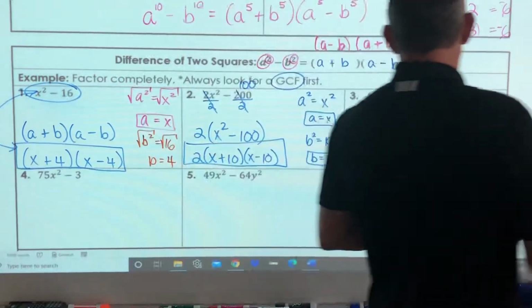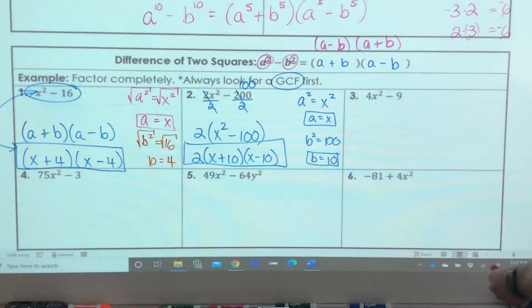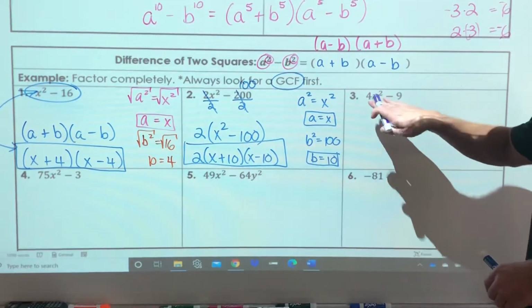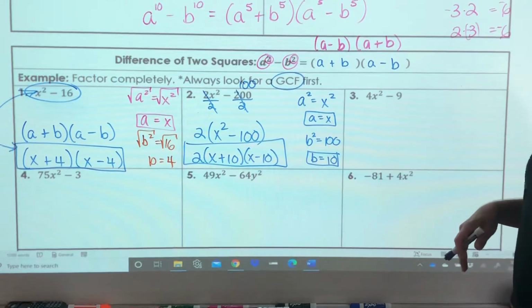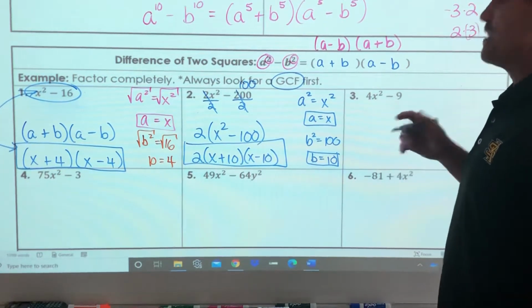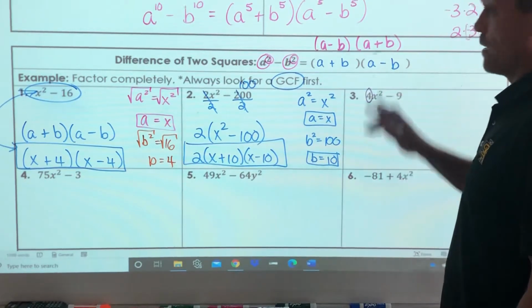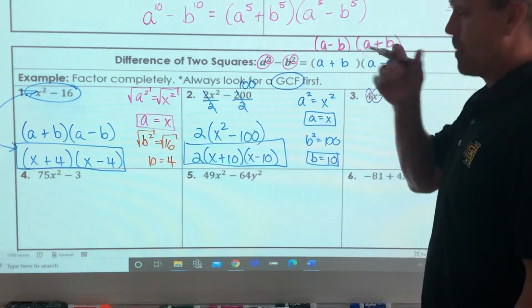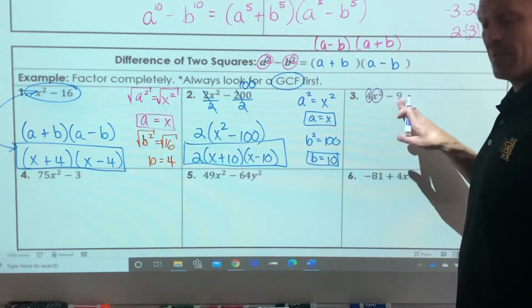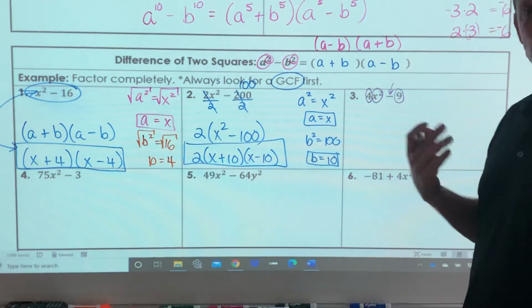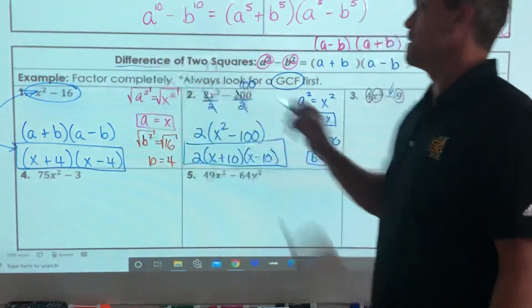Okay, number 3, a little bit more of a challenge. Some of these things, you look at them and you're like, oh man, I don't even know where to start with that. Well, the key is GCF. Does 4 and 9 have anything in common? Nope, does not. So the next question is, is 4 a perfect square? Look up above, it is. Is x squared a perfect square? Look up above, it is. Is 9 a perfect square? Yes, it is. And is that a subtraction sign? So it's the difference? Yes, it is.